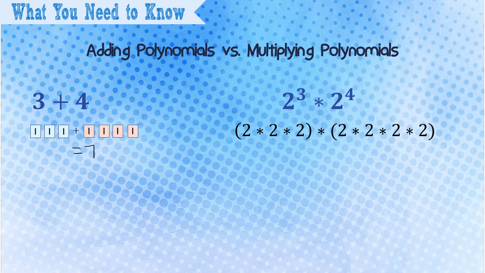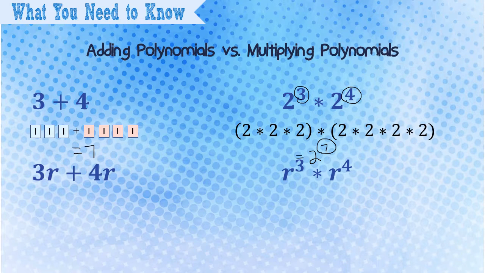On the right, I'm multiplying the same number by itself, however many times I'm raising my exponent to. So 2 to the third is 2 times 2 times 2. 2 to the fourth is 2 times 2 times 2 times 2. So I've done that a total of 7 times. So this would become 2 to the 7th. Here you can see when we multiply, we are adding our exponents.